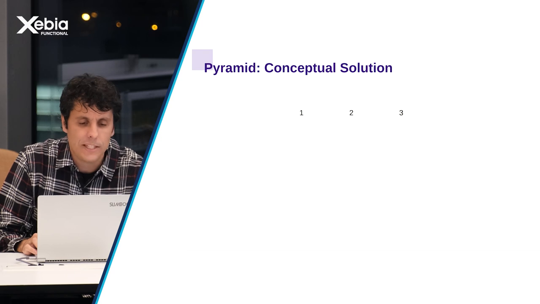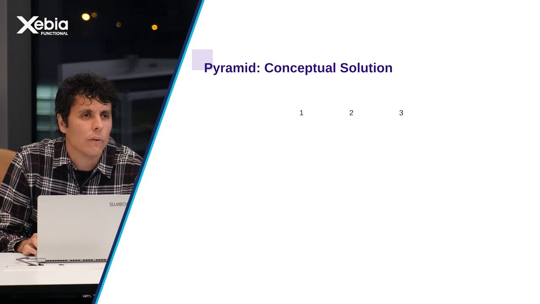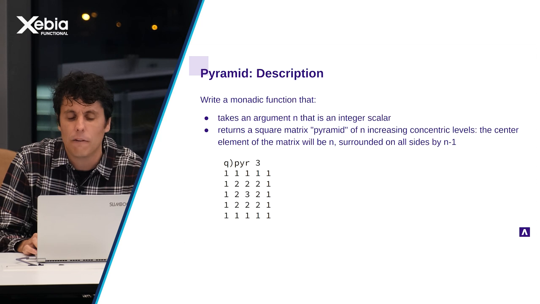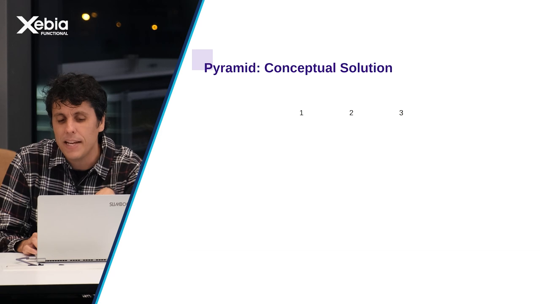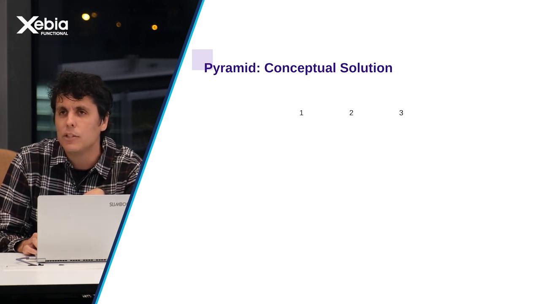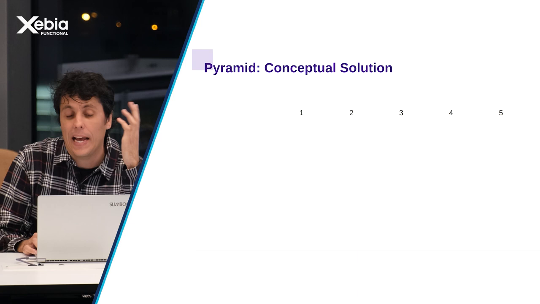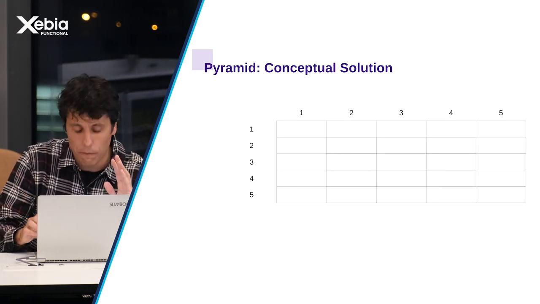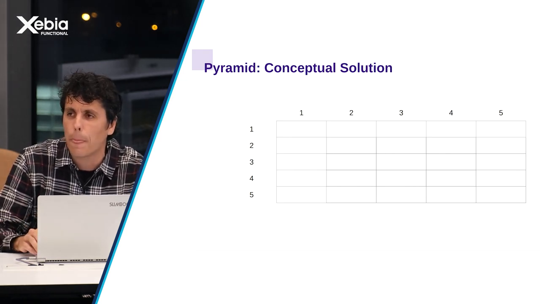So first of all, the conceptual solution. We have the 3. We know how to count from 1 to 3. But first of all, we need to calculate the width of this matrix. What is the width? The width is multiplying the input element by 2 and then subtracting 1 unit. We have to get to 5. So this is the width, and the height is exactly the same. So we have now the structure of this matrix. It's a matrix of 5 columns and 5 rows.